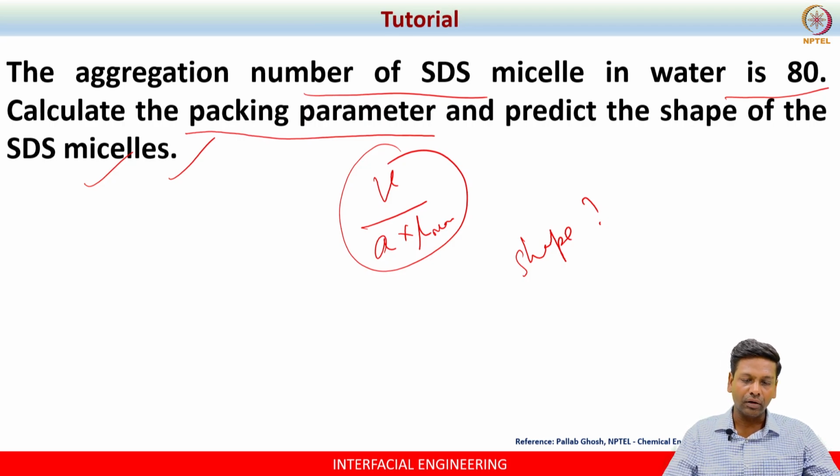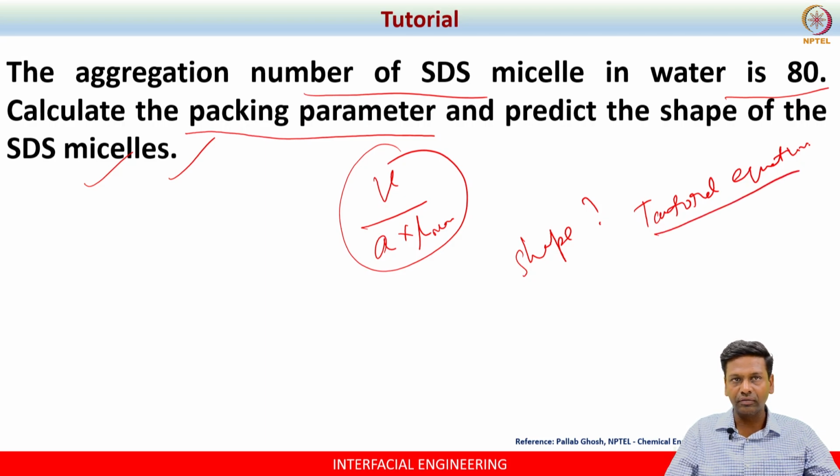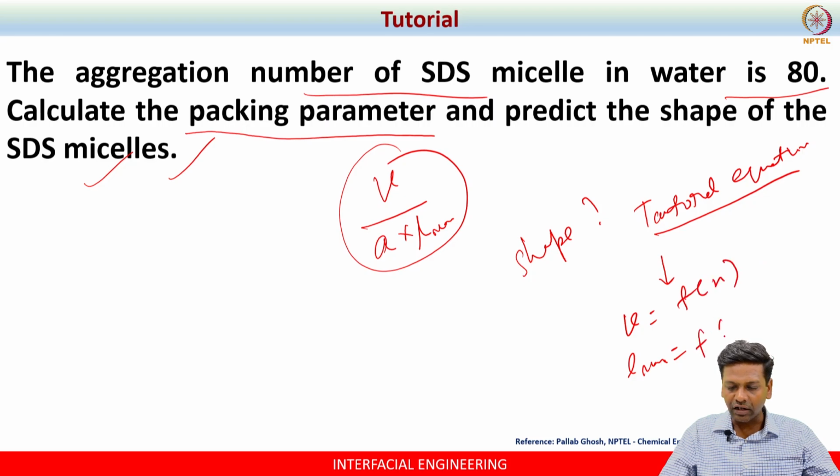So remember, we know the Tanford equation which we saw in the previous lecture, right? This equation is an empirical equation which is used to calculate V and L max. This is actually a function of the number of carbon atoms. As you can recollect, V and L max can be calculated based on the number of carbon atoms, because here the carbon atoms for this case is 12.